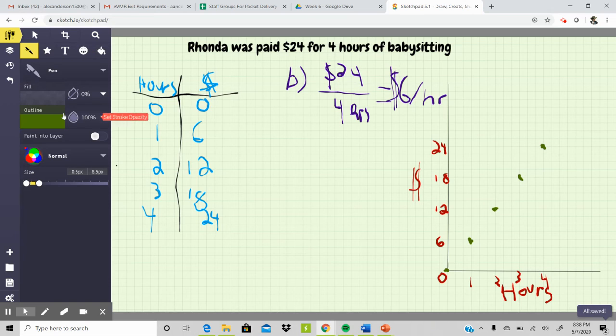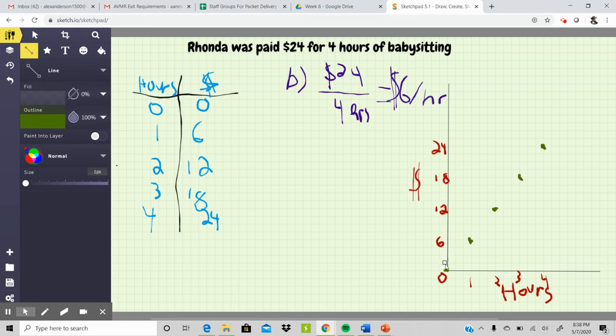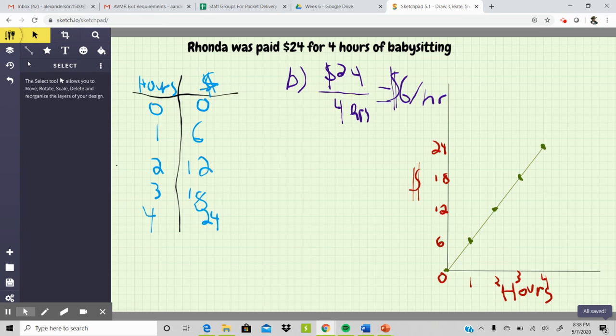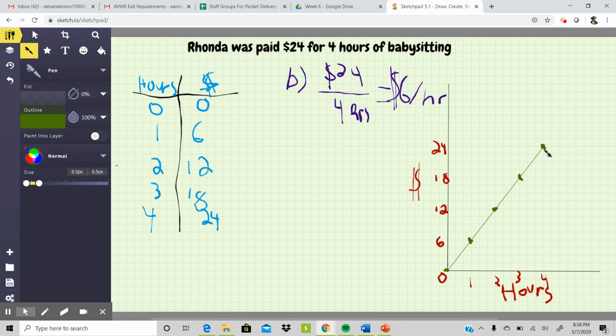$24. All right. And if you look, you can clearly see that the shape my graph is taking is a line. So I'll connect all of that really quick. And I could maybe keep going, assuming that I kept babysitting for more hours. So I'm going to put an arrow on the end there just to show that I could keep going.